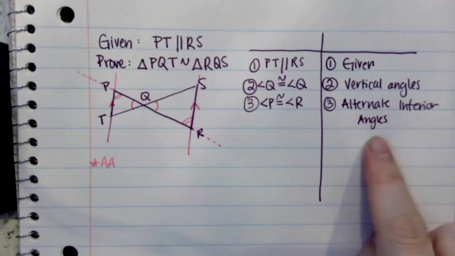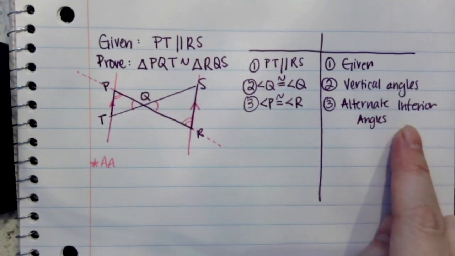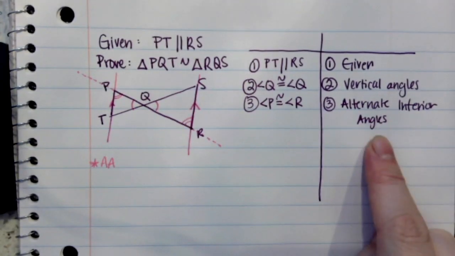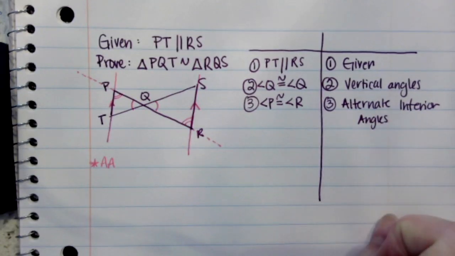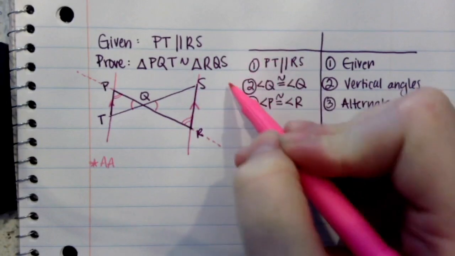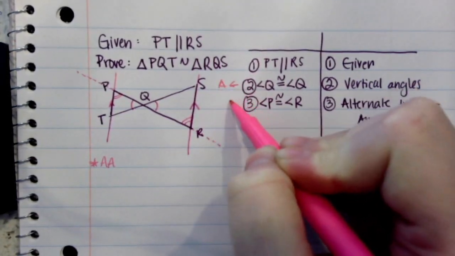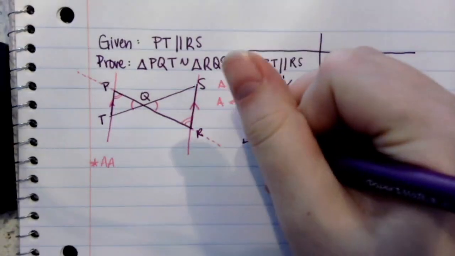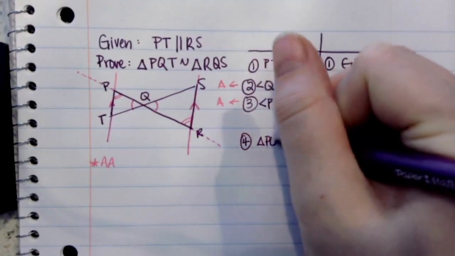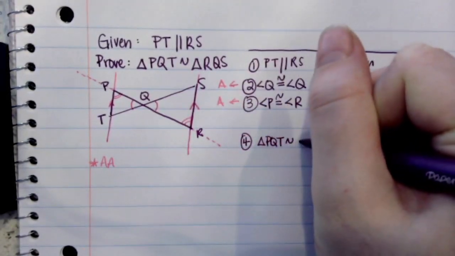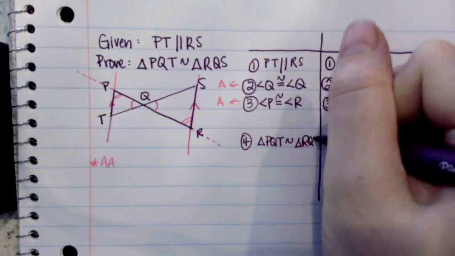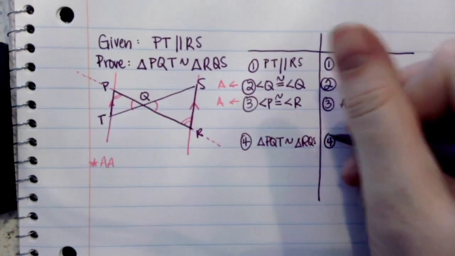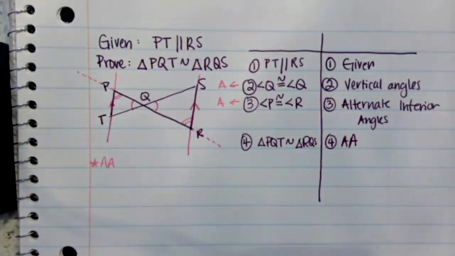Again, you could use any alternate interior that you find, any alternate exterior, or any corresponding to help you find those congruent angles. But now we have two. We have an angle here, we have an angle here, and that's all we need. So we're ready to end our proof. Triangle PQT is similar to triangle RQS, and this is by AA.